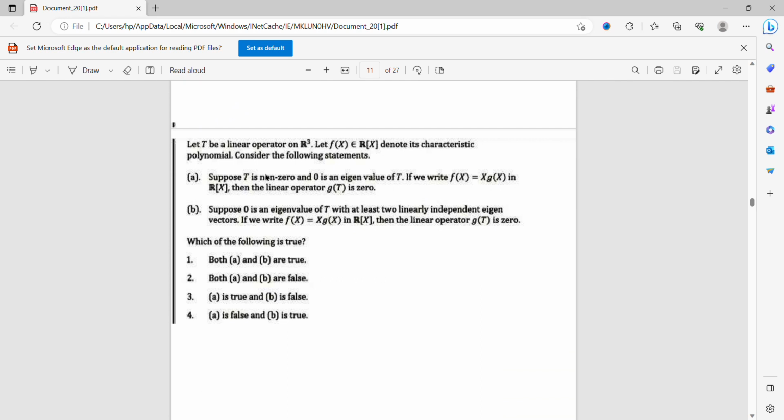Now come to the next question. I think it is the fifth question. Let T be a linear operator on R3, and f(x) in R[x] its characteristic polynomial. Suppose T is non-zero and 0 is an eigenvalue, then f(x) equals x g(x) in R[x], and the statements say the linear operator g(T) equals 0, and also the next statement says that this is 0.